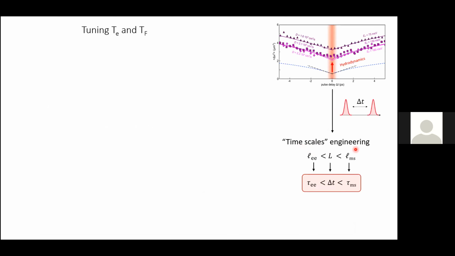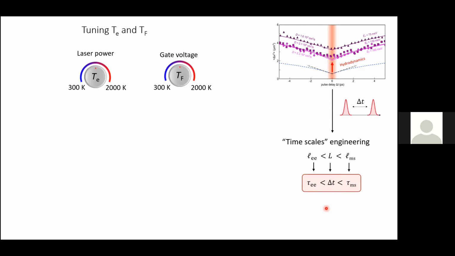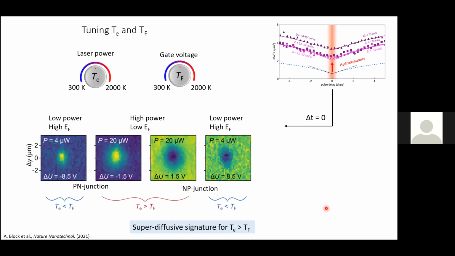We have our infinitely big sample, but when we do that we find that our timing is important. So we're now looking at times faster than the momentum scattering just by using our ultra-fast lasers. And then we have our two knobs of the laser power and the gate voltage to control continuously electron temperature and Fermi level or Fermi temperature.